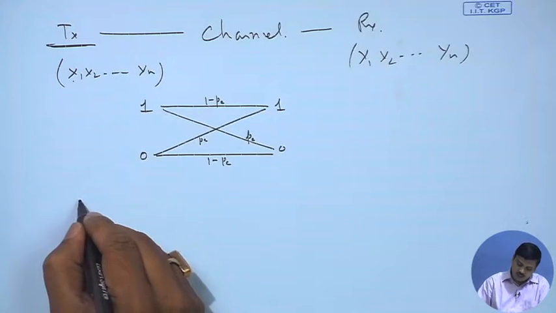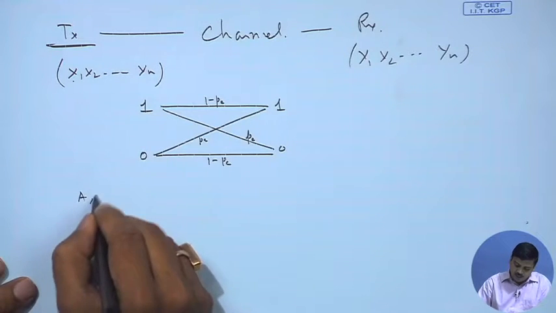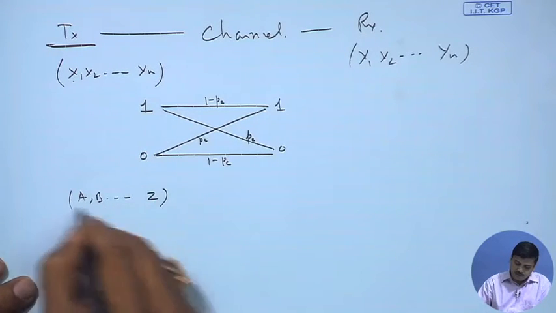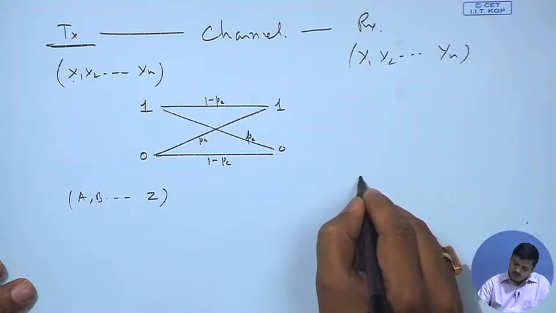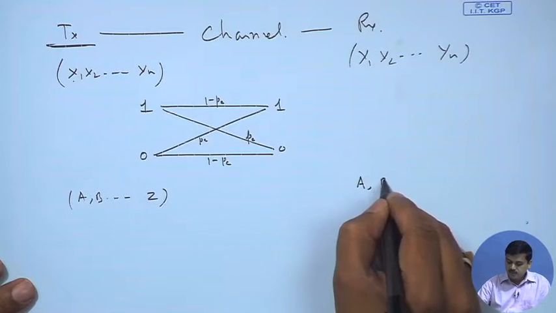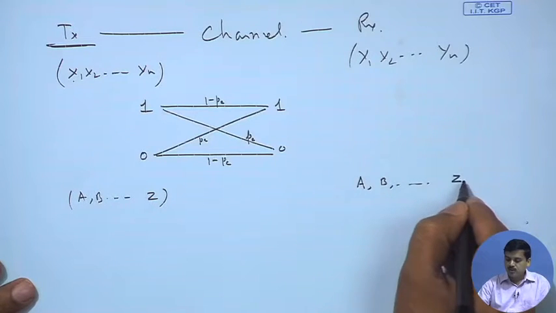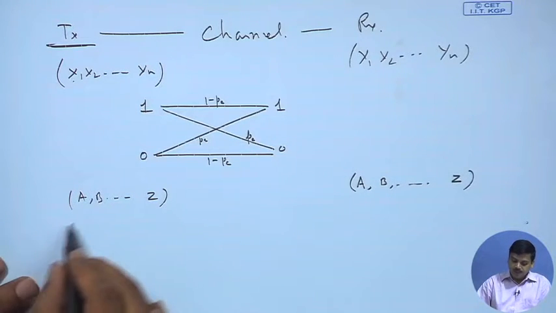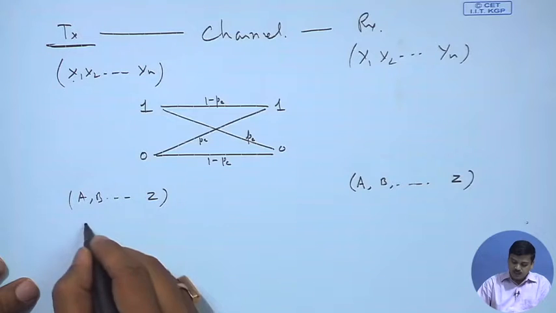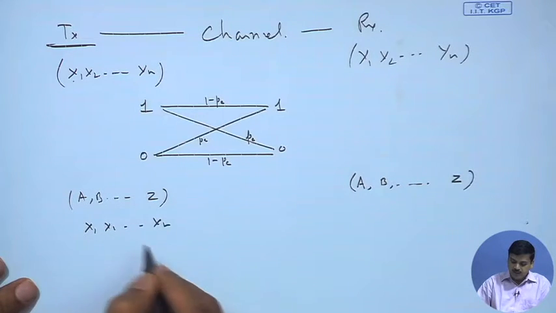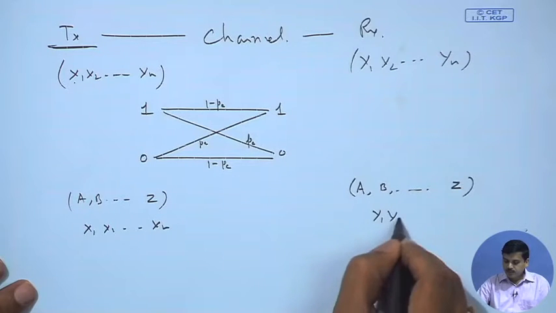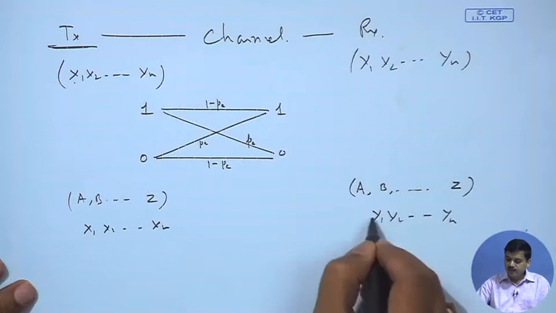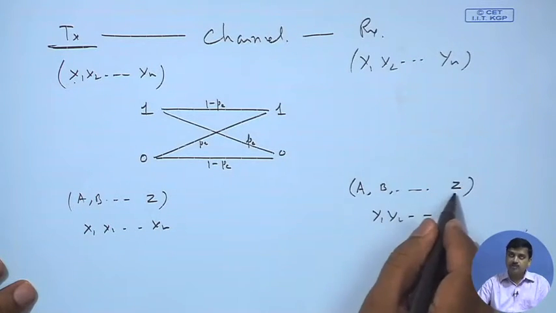If I take the example of a, b up to z, let us say I have these 26 characters. When I send a, there is a certain probability that a could remain a, a certain probability a could become a b, and so on, with a certain probability of a becoming a z. So, if I take any particular sequence x1, x2 up to xn, I would find a corresponding sequence y1, y2 up to yn, where y1, y2, yn can take values from this.